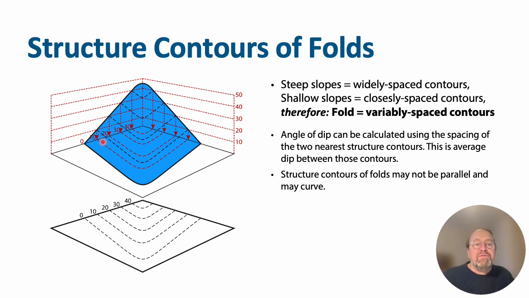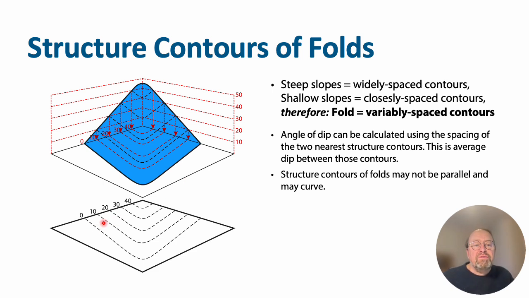In this case, we have this bent blue surface which is plunging down towards the viewer. And you can see how the structure contours here are changing around the fold. So this defines the geometry of the fold, and this bending of the structure contours is indicative of the presence of a fold. Again, you can use the spacing on the contours to determine the dip of each of these surfaces.